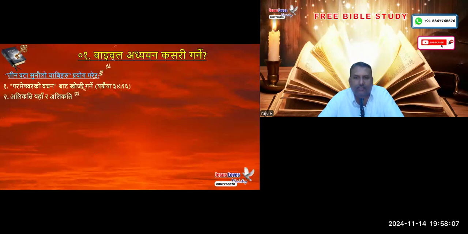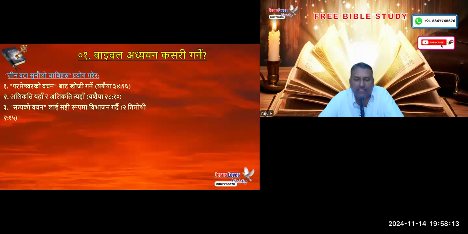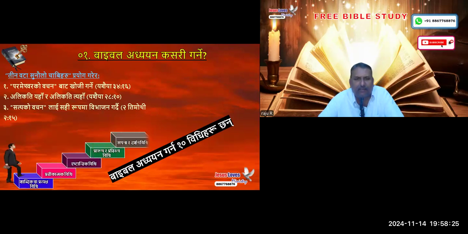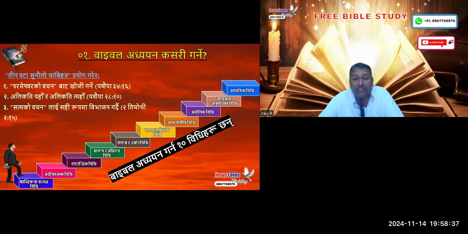First of all, search the scriptures. Second is here a little, there a little. And third is rightly dividing the word of God. Based on this, we decoded the mysteries of the Bible. And there are 10 different methods to understand the Bible: direct method, symbolic method, parabolic method, type and antitype, chronological method, context method, prophetic language, and time prophecies. And at last, you have topical study.